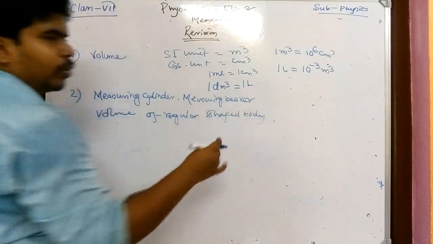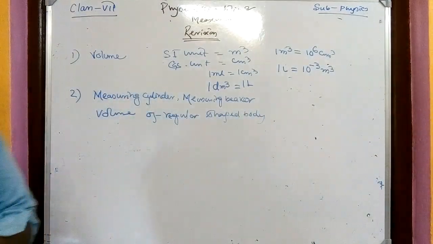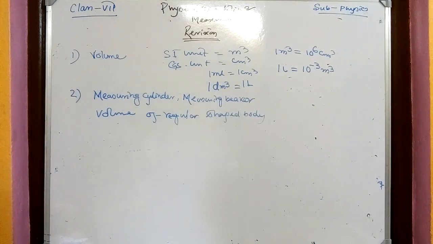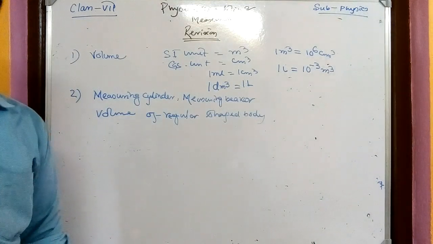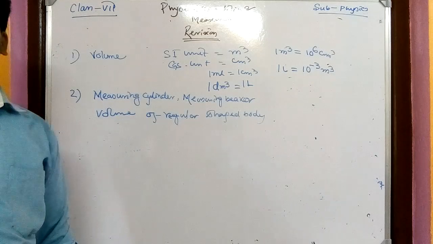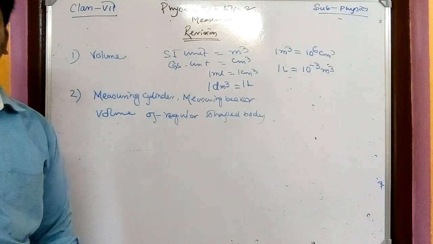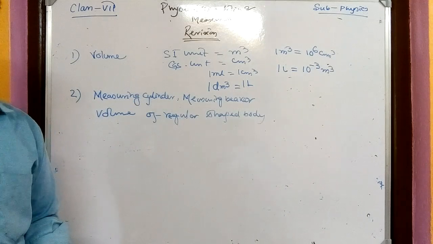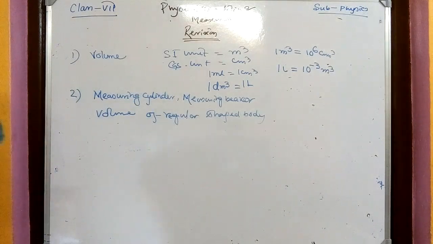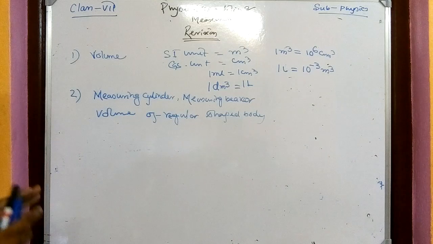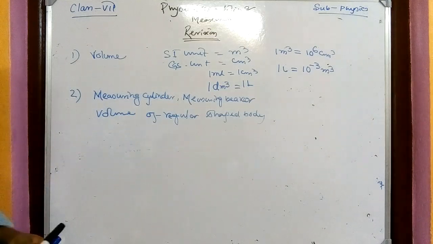There I have given some equations, you have to go through them. The volume of a cuboid equals length into breadth into height. Volume of a sphere equals 4/3 pi r cube. Volume of a cylinder is pi r square h. Volume of a cone is 1/3 pi r square h. So that one is given. You have to go through the previous video, you will get that idea.